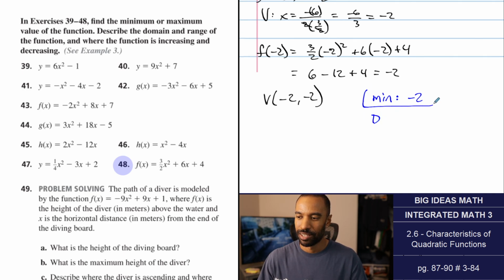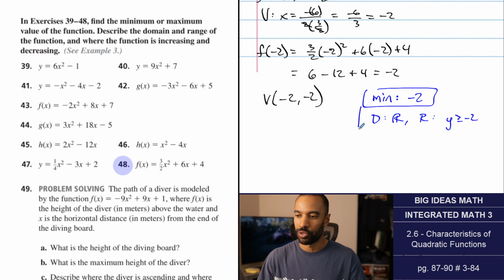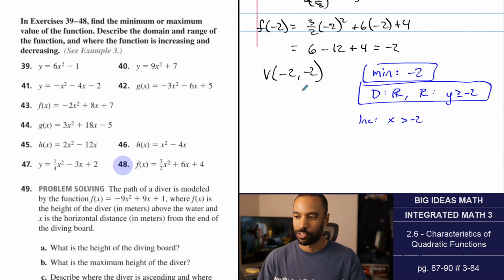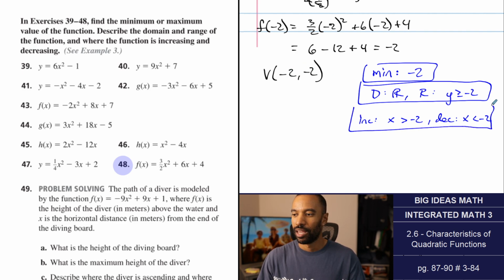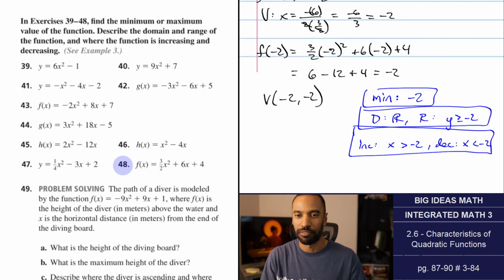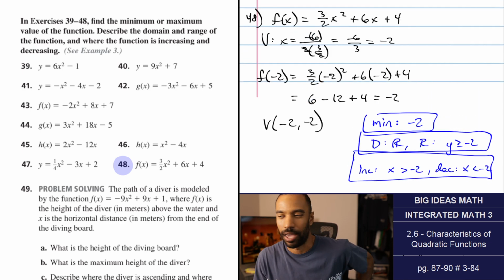Domain. Hey, all real numbers. Range. Y is greater than or equal to negative 2 because of this one, not that one. And we're increasing when x is greater than negative 2 because of this one, not that one. And we're decreasing when x is less than negative 2 because of this one, not that one. And also the whole, because this was positive, 3 halves was positive, not negative, is why we did all that.